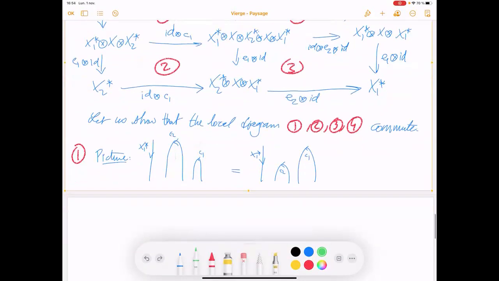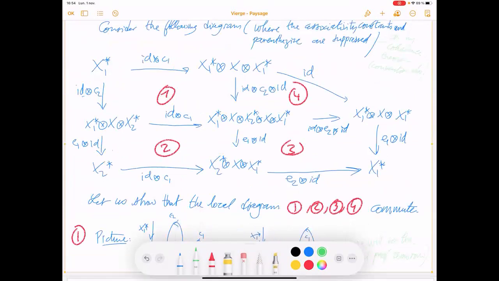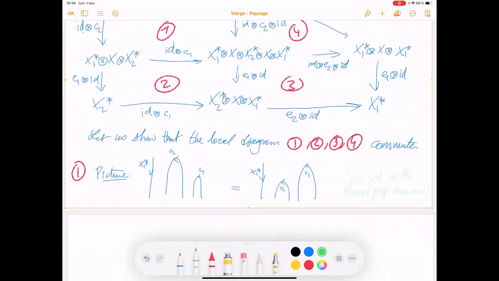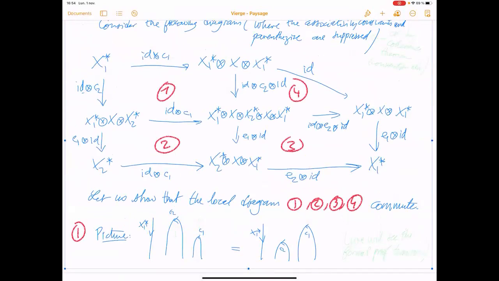So we will see the formal proof tomorrow, and it's okay for today. Tomorrow we will restart from here. I will need to redraw this big picture. Anyway, it's like that, so we can stop here. See you tomorrow, and sorry for the disconnection.